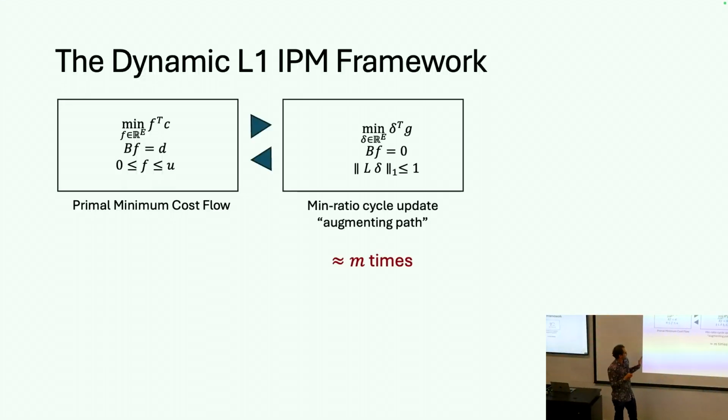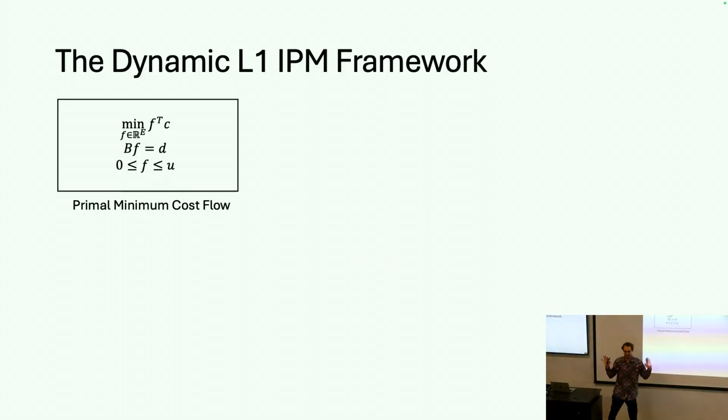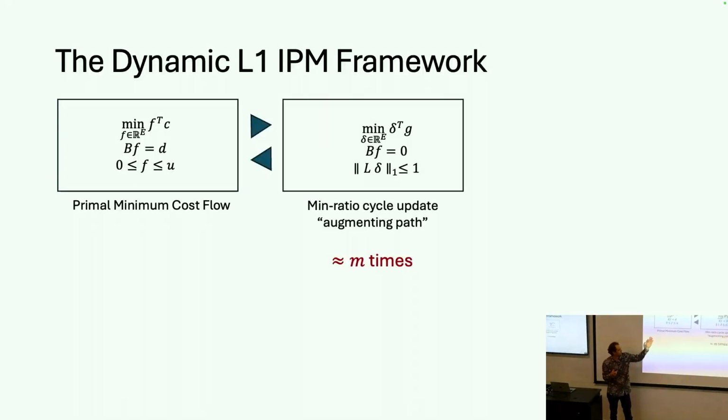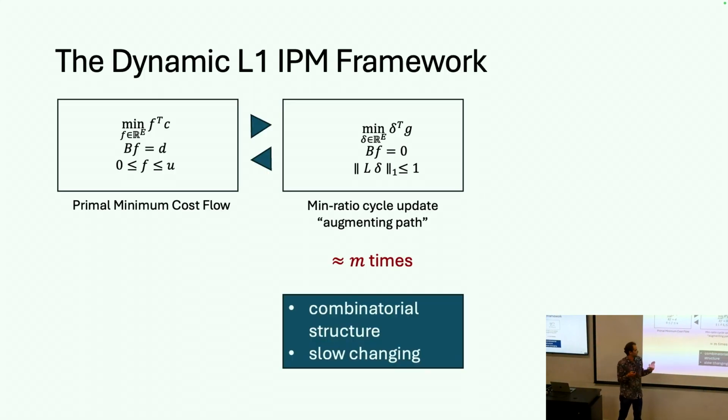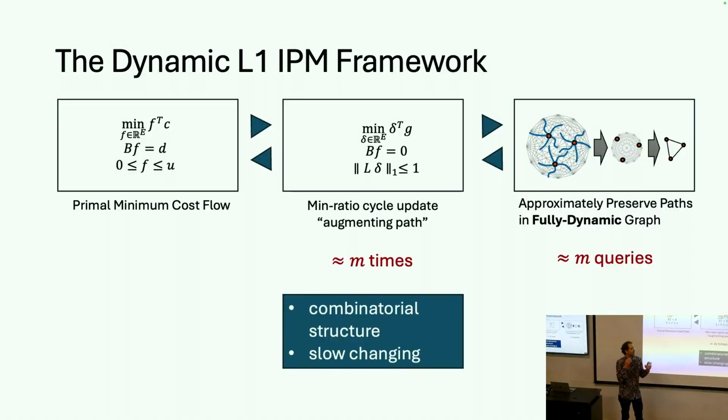So this gives the first half of this dynamic L1 IPM framework, where you start with a primal minimum cost flow. You do a minimum ratio cycle update, which here is phrased in this really algebraic way, but it's really an augmenting path that you send flow along. You do this m times, and you have a lot of combinatorial structure here, and it changes really slowly. So this allows you to develop data structures that approximately preserve paths in fully dynamic graphs, and then you get roughly m queries to these data structures.